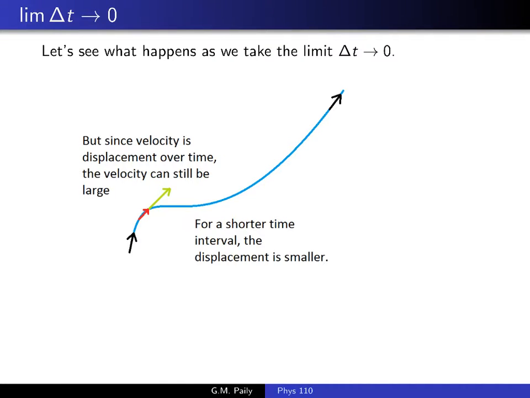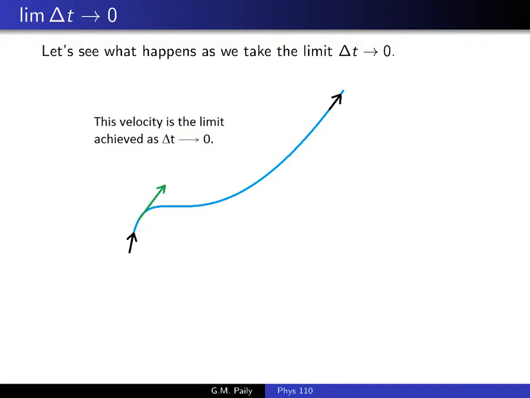As we continue shrinking the interval, we find that the direction of the velocity vector, the instantaneous velocity, is achieved in the limit as delta t goes to 0, and the direction of that velocity vector is tangent to the curve. So at this point in the curve it points like this, at this point it points like this, and so on. This is always true no matter what the shape of the curve. The velocity vector will be tangent to the curve.